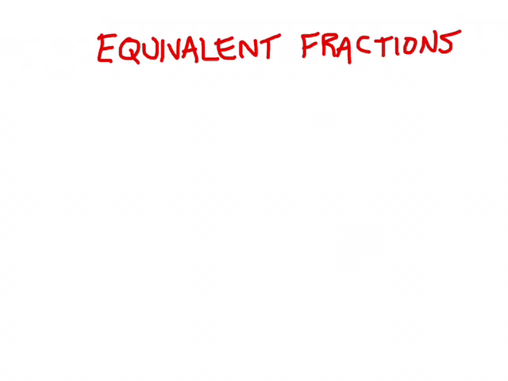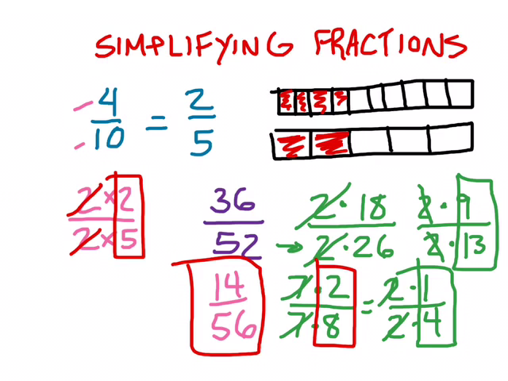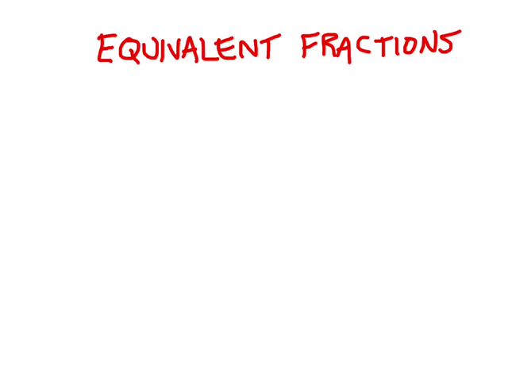Equivalent fractions work the same way. An equivalent fraction is just a fraction that's equal to another fraction. So in these examples here, you might say that 14/56, 2/8, and 1/4 are all equivalent fractions. They all equal the same thing, just in different levels of simplification. Every fraction has an infinite number of equivalent fractions.